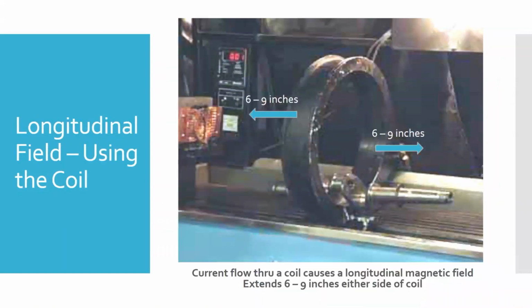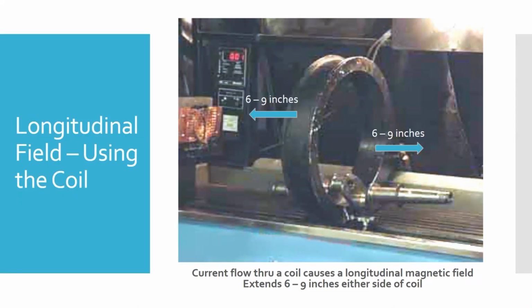So when we're running it, the two ways we can run current are called longitudinal field or circular field. The longitudinal field runs the length or along the part. Okay, along the length of the part is the longitudinal field, and that's what we use the coil for. So that coil is going to do that. And typically you get a field that's going to be strongest or strong enough to perform inspection 6 to 9 inches on either side of that coil.